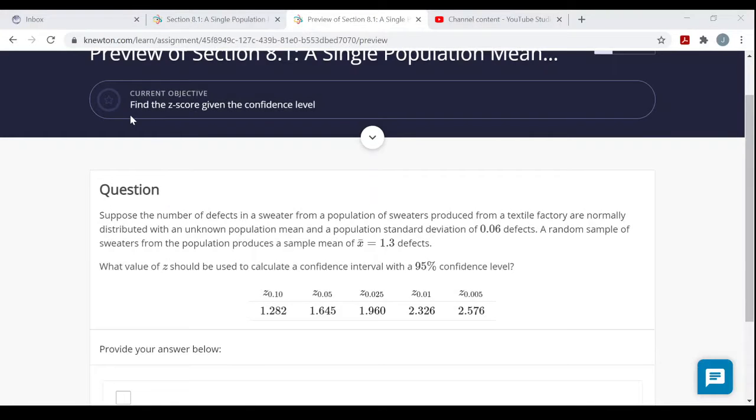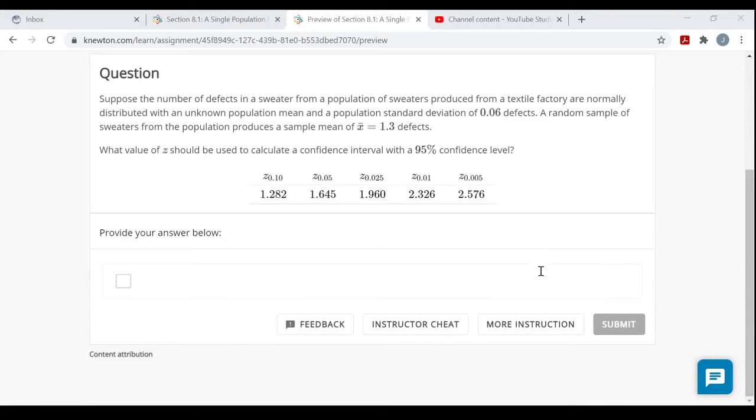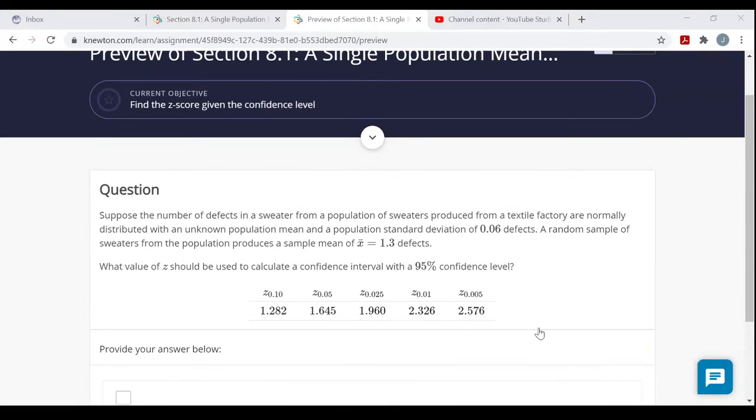Right, so again, I say every video here, if you're unfamiliar with the objective, please click on More Instruction and take a look at that, look at their notes and their videos and examples, and hopefully that'll help. So let me just go through this here in my own way.